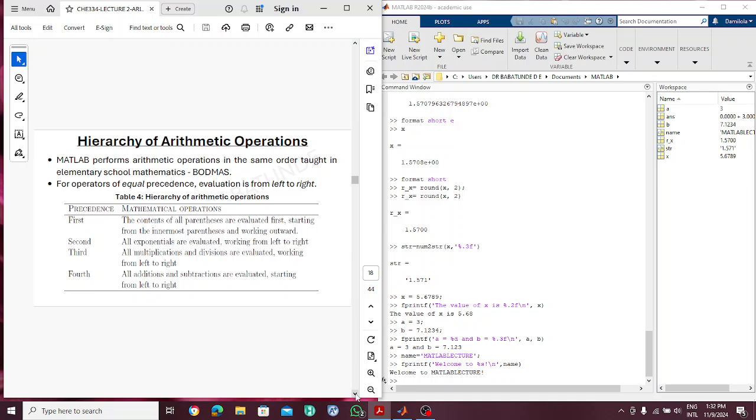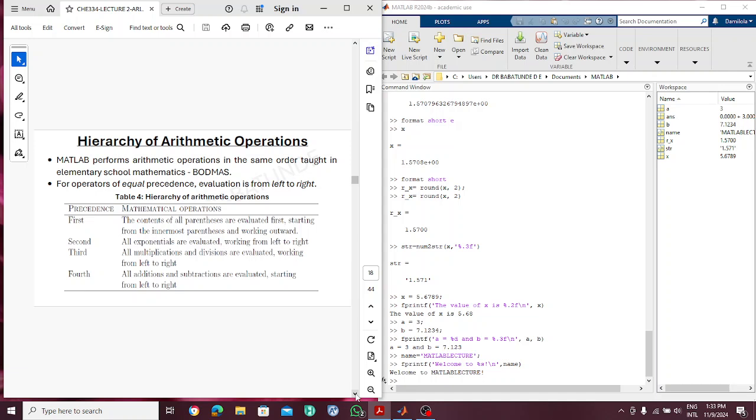Okay, now we move to what we tag hierarchy of arithmetic operation. When MATLAB works to compute, it does it the same way we have been taught at the elementary level on how computations are to be done, following the BODMAS rule. The BODMAS rule: B here means bracket, and we have called it here parentheses. O means order, otherwise known as exponentials. The next thing is D and M. D means division, M means multiplication. Then we have addition and subtraction.